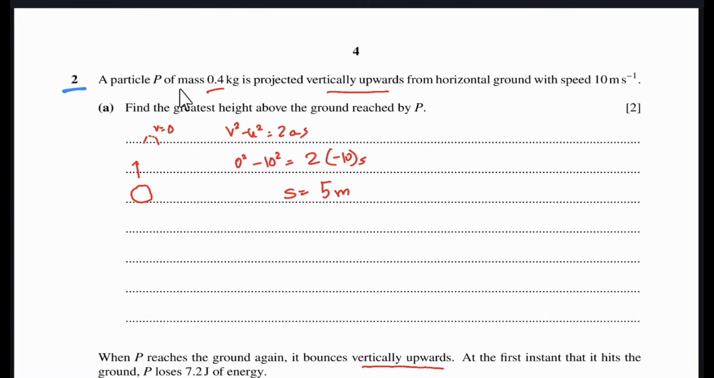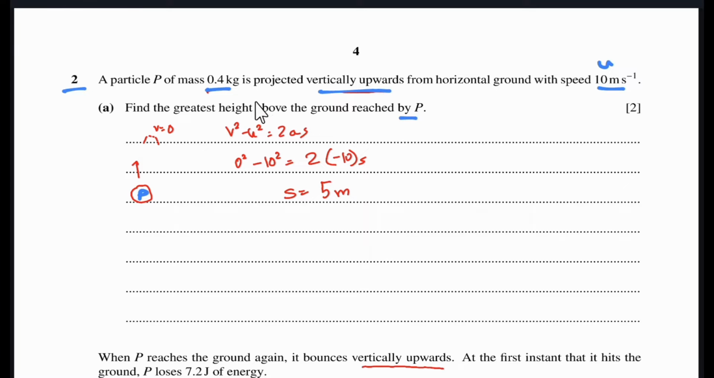So a particle P of mass 0.4 kg is projected vertically upwards. P is moving vertically upwards from the horizontal ground with a speed of 10 meters per second. So its initial speed, that is u, is equal to 10 meters per second. Find the greatest height above the ground reached by P.